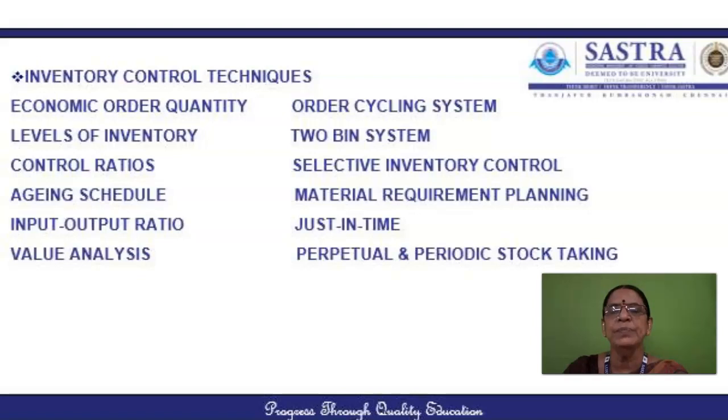The order point is lead time consumption plus safety stock to cover the demand and lead time fluctuations. Lead time consumption is given in the problem as 4,810 units into 6 weeks, which comes to 28,860 units. Standard deviation during the lead time is 400 into square root of 6, that comes to 980 units. For service level of 95%, K is 1.64. So safety stock for demand fluctuations is 980 units into the service level K 1.64, that comes to 1,607 units.